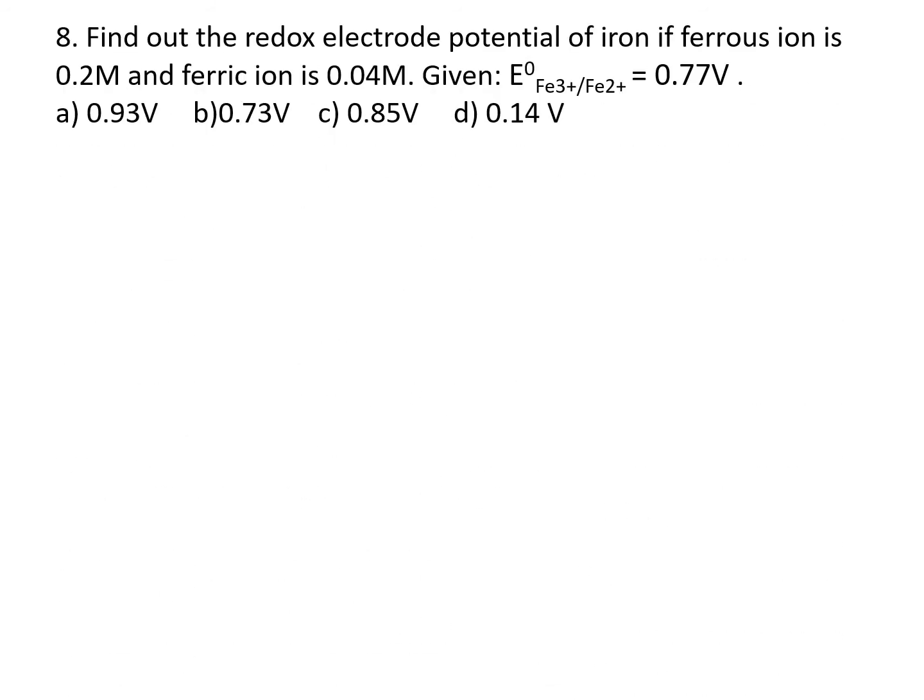Next is to find out the redox electrode potential of iron if the ferrous ion concentration is this and the ferric ion concentration is this one. Some ferrous and ferric ion concentrations are given. What are they asking? The redox electrode potential. The standard electrode potential of the ion is also given.